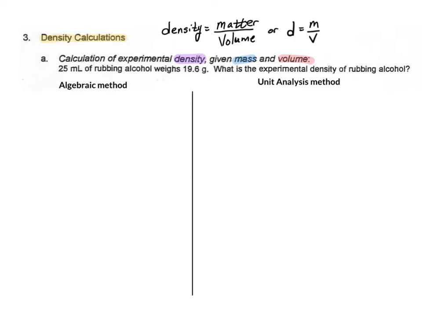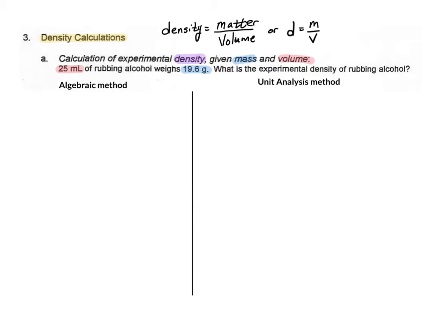So in these questions, we're looking for what is the mass and what is the volume. Reading through the question, we have 25 milliliters of rubbing alcohol, which weighs 19.6 grams. We want to know what is the experimental density of the rubbing alcohol. The first thing we're going to do is identify the mass. So which of these numbers is the mass? You should see that it is 19.6 grams. Then we're going to find out what is the volume, and in this case the volume is 25 milliliters.